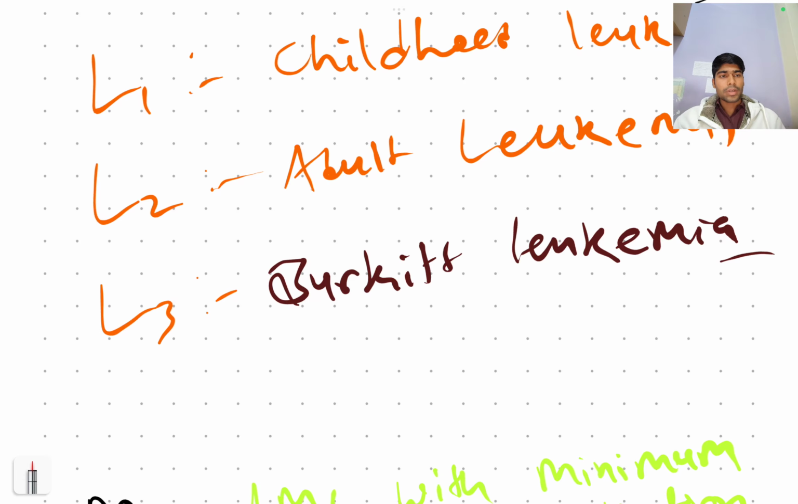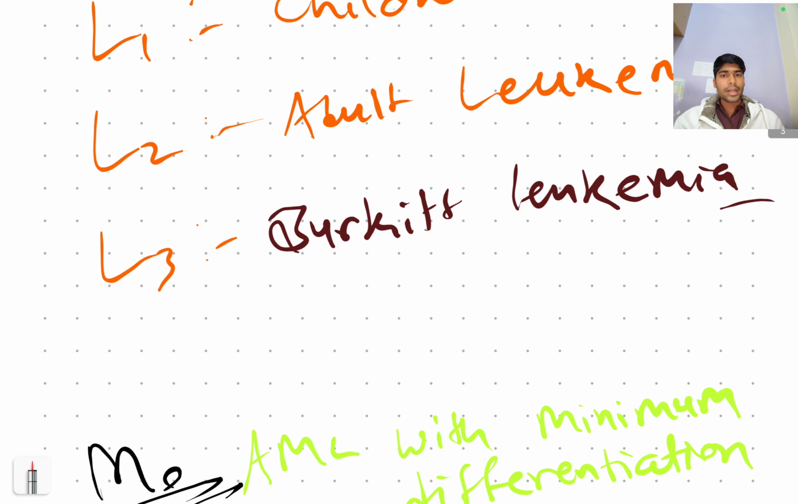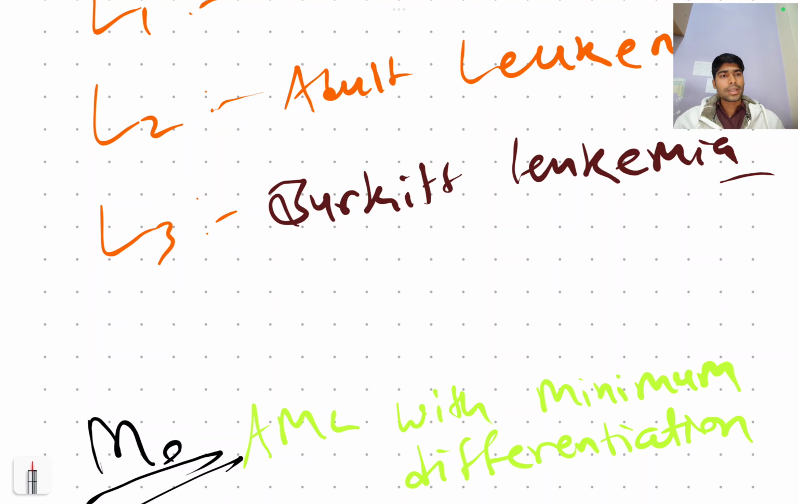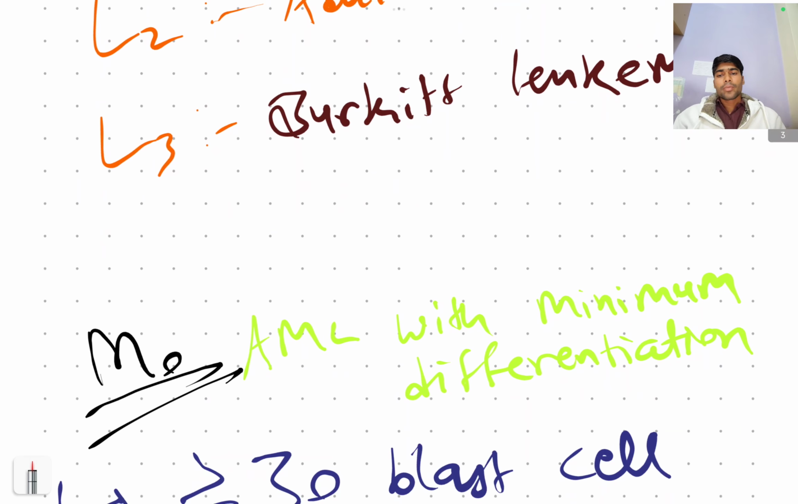Now let's talk about AML in detail. There is not only the classification, but also the criteria based on which you say this is M1, M0, M4 or M2 stage. So let's talk about them one by one.